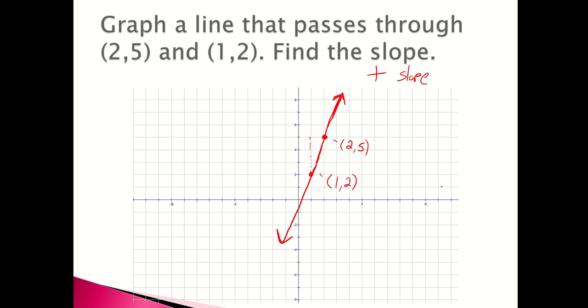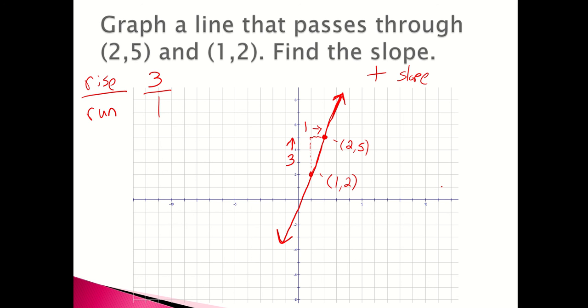So we're going to go up how far? 1, 2, 3. We went up 3. Is up the positive direction or the negative direction? It's the positive direction. Remember, down's negative, up is positive. And then we have to go to the right 1. So rise, the vertical change, is 3. Run, the horizontal change, is 1. 3 over 1, that is our slope.